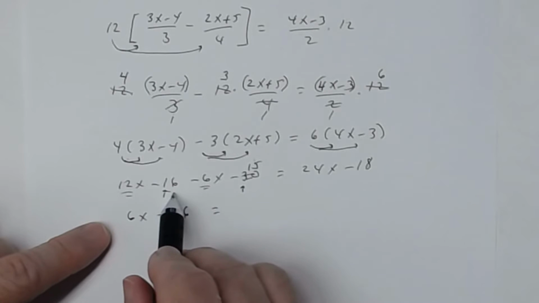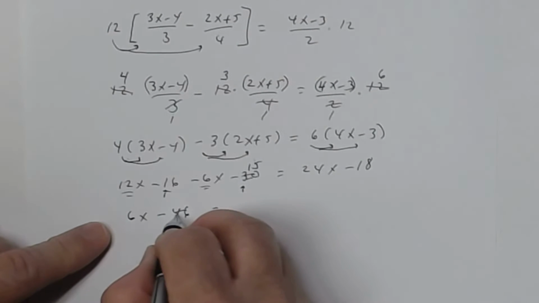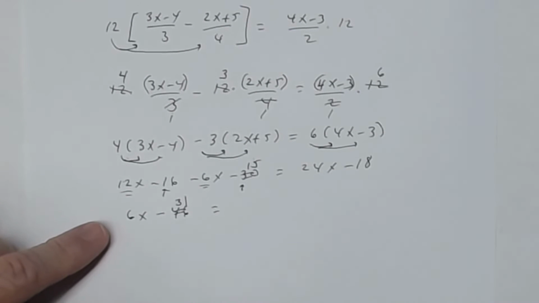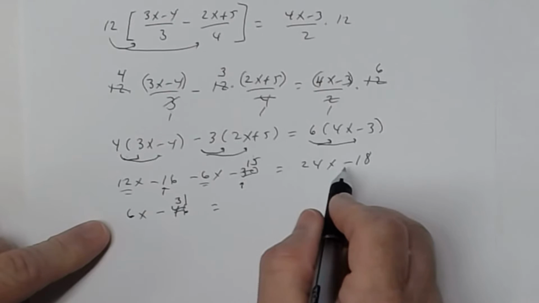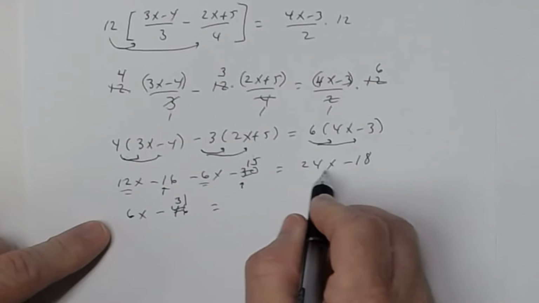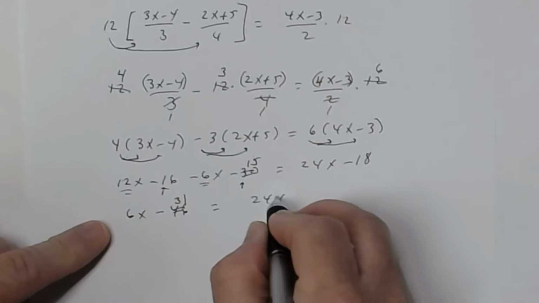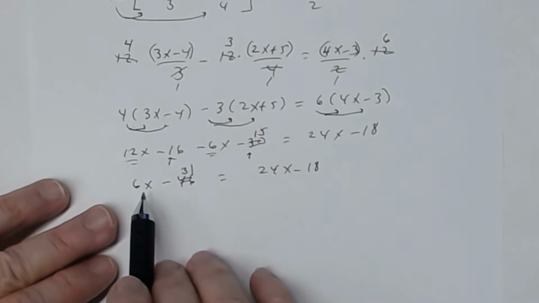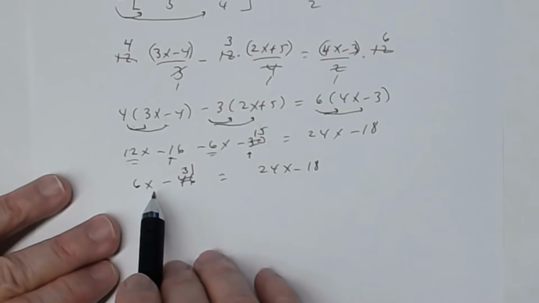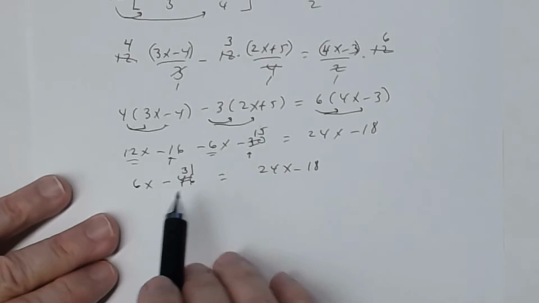So a negative 16 and a negative 15 is a negative 31. So 6x minus 31 equals. All right, and then I'm just going to rewrite this over because there are no like terms on this side. So 24x minus 18. Now, just like the last problem, we're going to bring all the variables to one side, constants to the other.